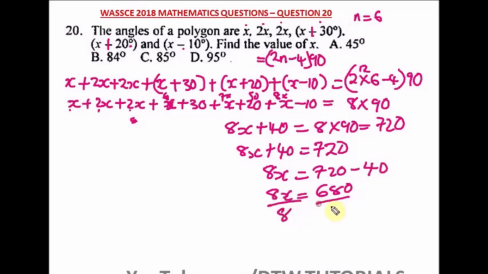Divide both sides by 8. Okay, cancel. Okay, we're left with what? x. When you divide both sides, we have what? 85. Okay, 680 divided by 8 will give us what? 85. So x is what? 85 what? Degrees. All right, and our right option here is option C.